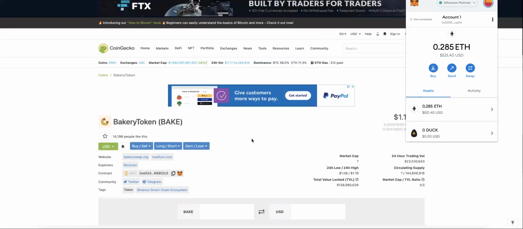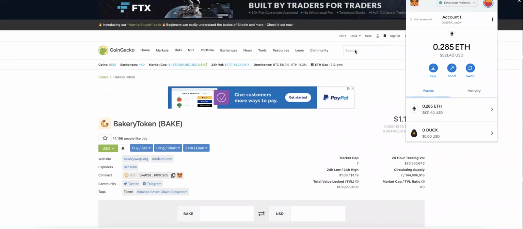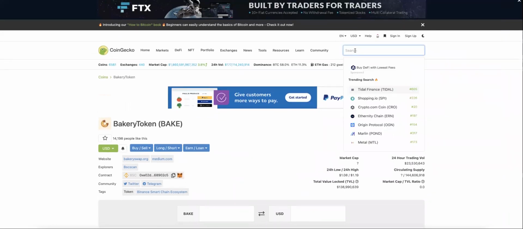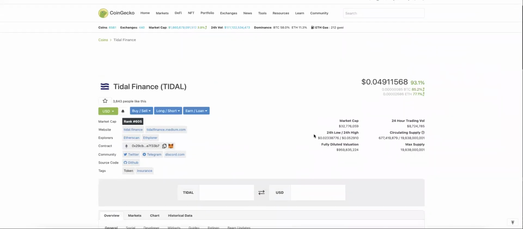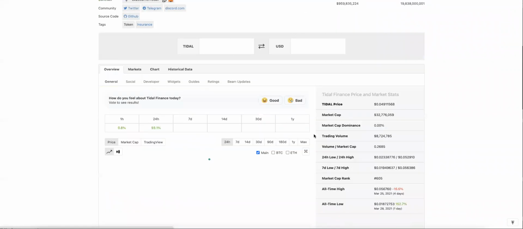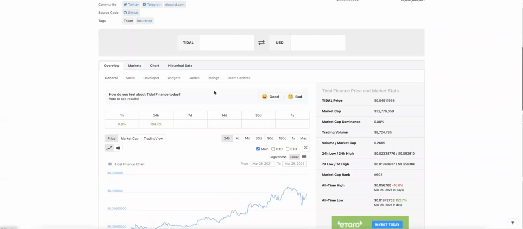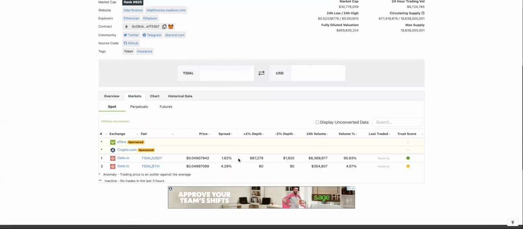So for example, assuming you wanted to buy a random token, what coin do you want now to buy on Uniswap? Let us say you want to buy, we've talked about BID, let's talk about something else. Let's look at this Tidal Finance and see if it's on Uniswap. I've taken this random token. So it's just 4 cents, right? Okay, it's not on Uniswap because you come to markets and see it's not on Uniswap.